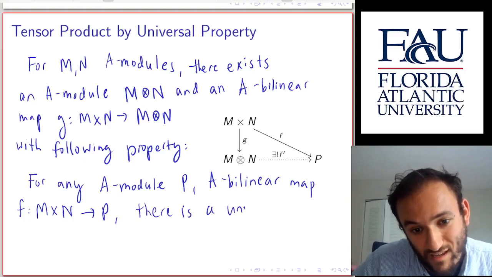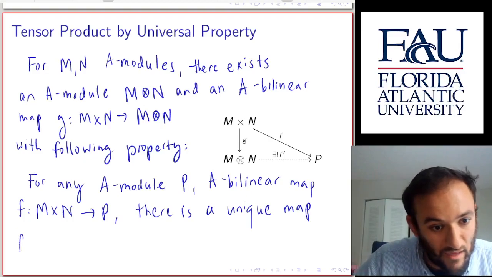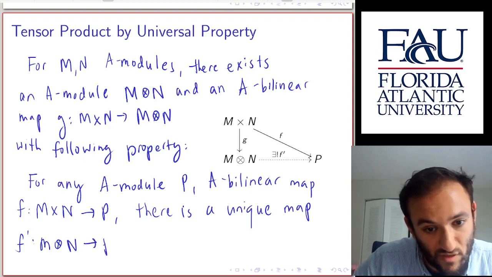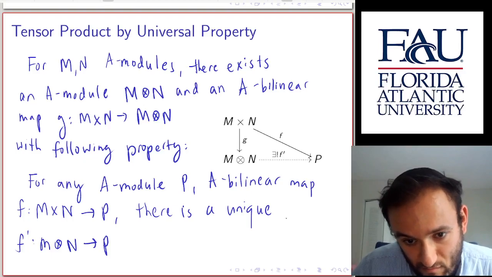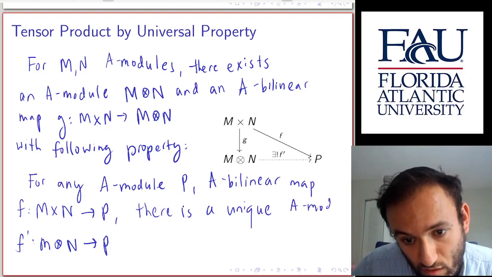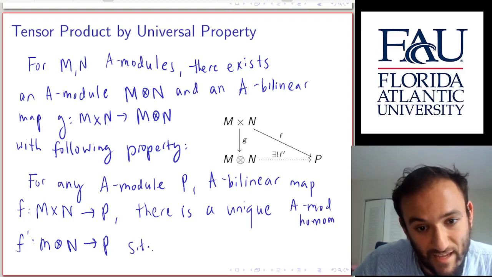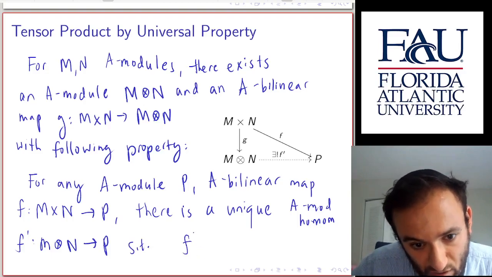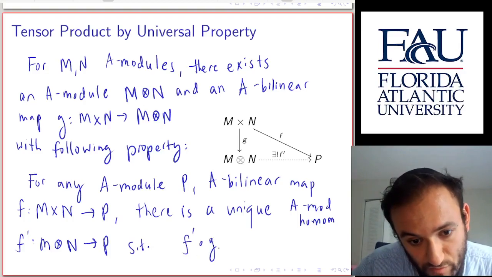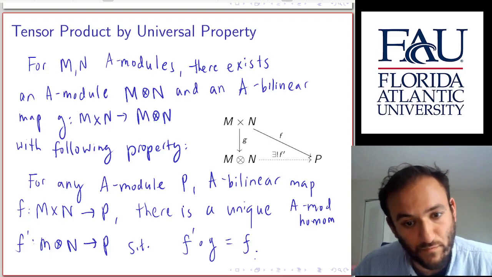a unique map F prime from the tensor product to P, and it'll be an A module homomorphism. Let me write that, A module homomorphism, such that F prime composed with G is going to be equal to F. Okay?